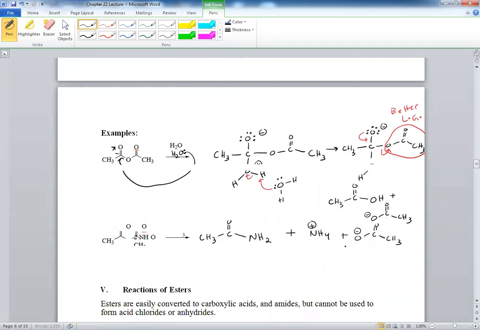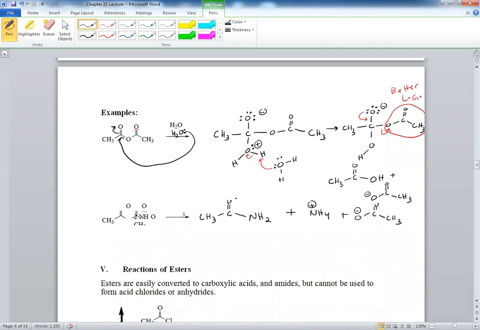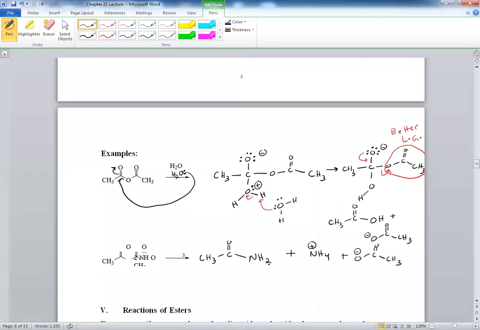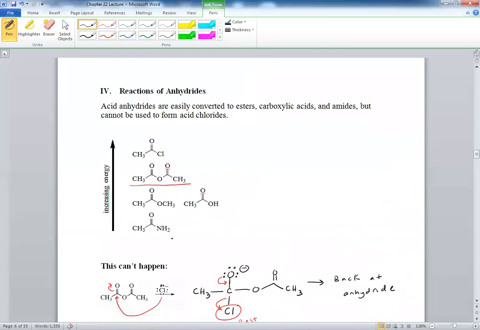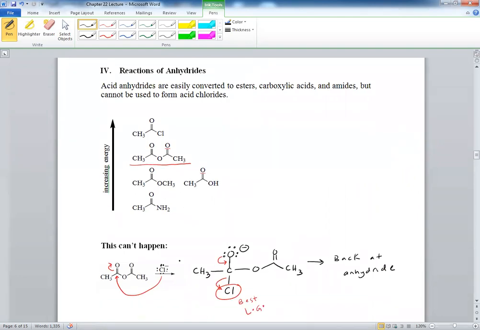minus. So again, it can be made because NH2 is a worse leaving group. So an amide is less reactive than an acid anhydride. Therefore, the reaction will take place.